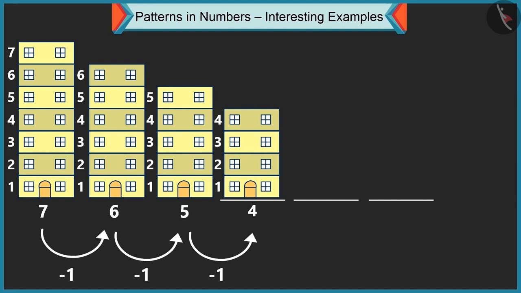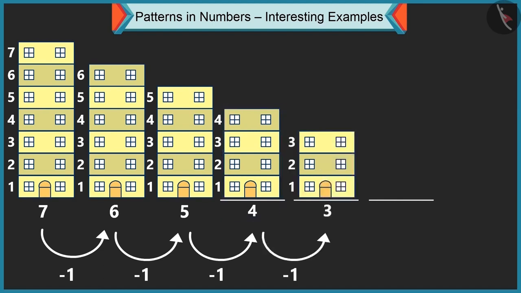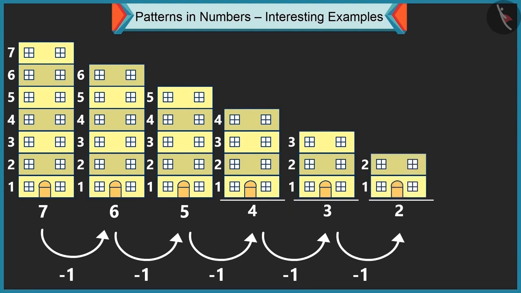Children, we proceed with this pattern by reducing the number of floors by 1 at a time. Hence, in the next step we get 3, then reducing 1 from 3 we get 2, and after 2 comes a single story building. And with this the pattern comes to an end. Thank you, sir. These patterns are very interesting.